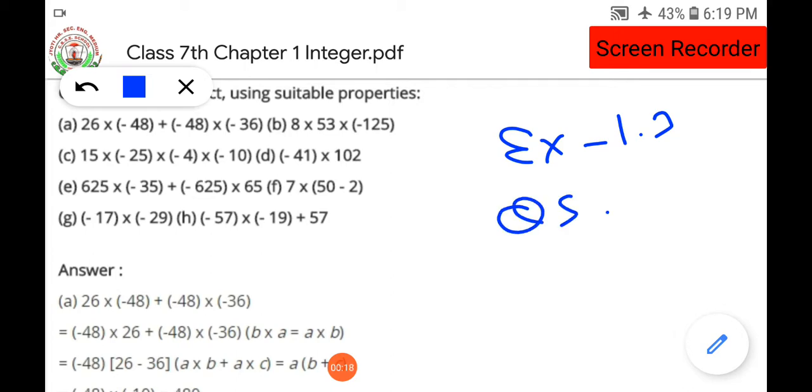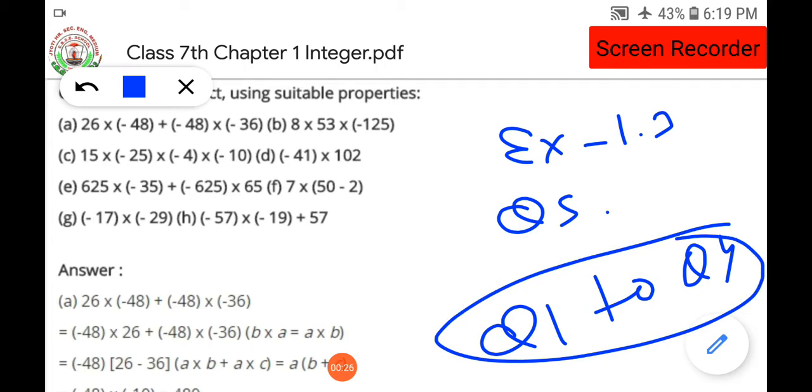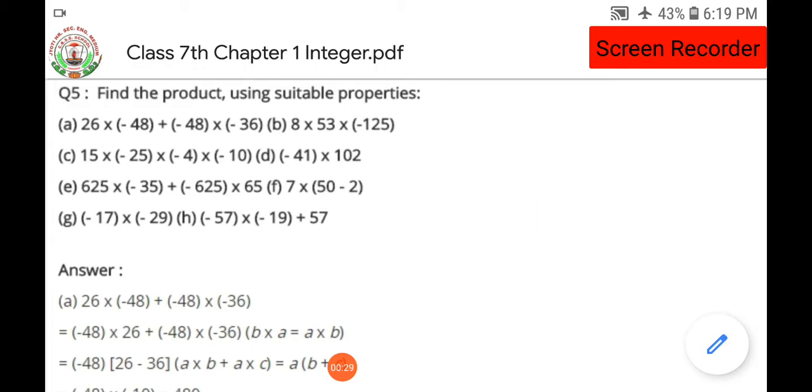Dear students, in the previous video we had already completed question number 1 to question number 4. Explanation is already over. Hope you understood the questions, because you didn't ask me any doubt, so I think you had understood. Now let's see what question number 5 says.